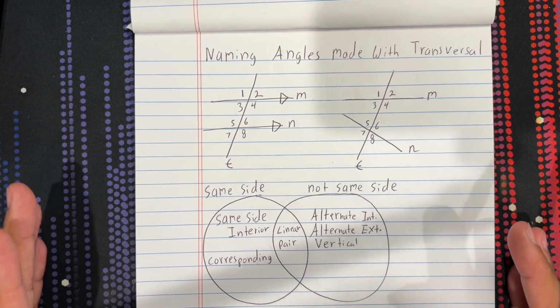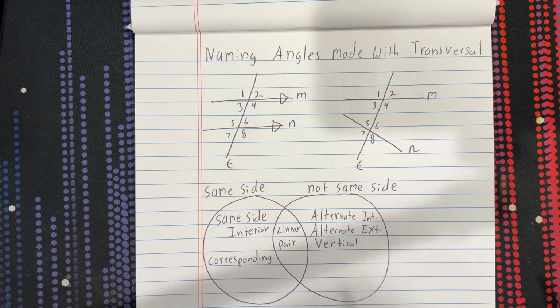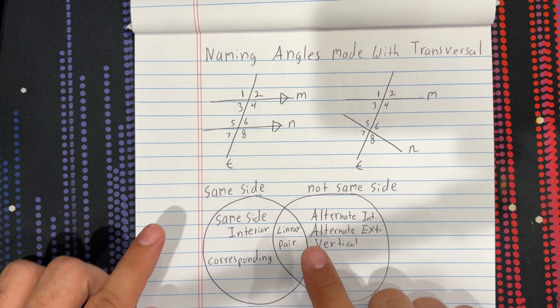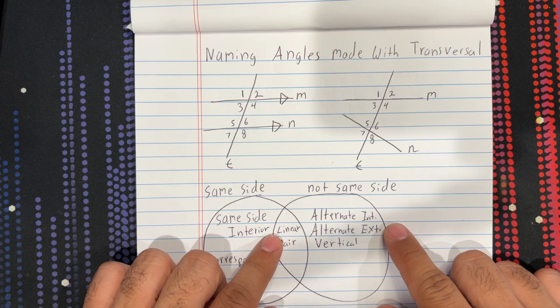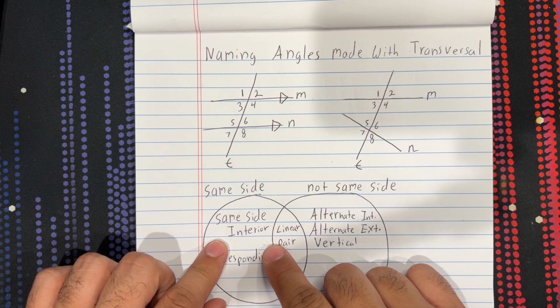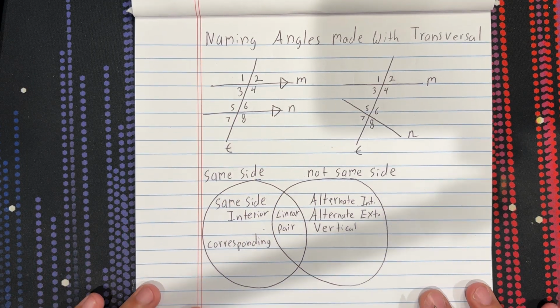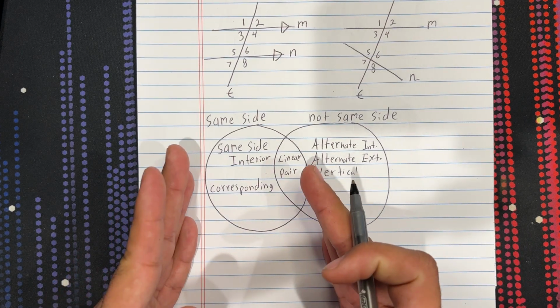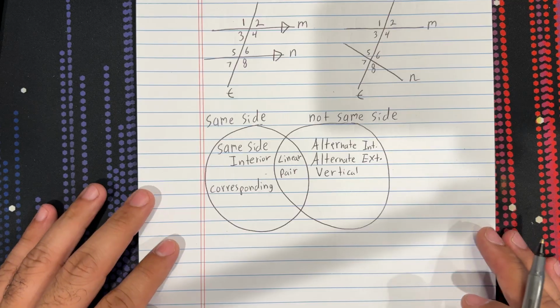Now, there's 2 types of options you have. You have the case where both angles that are being referenced are on the same side of the transversal or not on the same side of the transversal. However, the one that's very special is the linear pair, because that one can be same side or not same side. Now, we'll be using a couple examples here and using this little diagram to help us identify and make easier to name the angles.